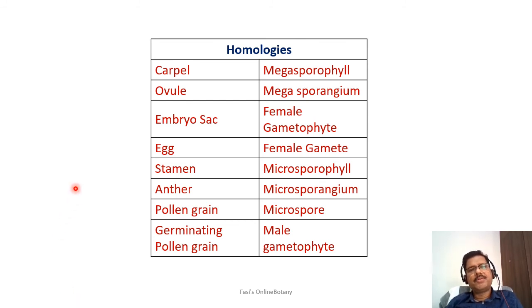The homologies with respect to the terminologies: carpel, called the megasporophyll, ovule, megasporangium, embryo sac, female gametophyte, egg, female gamete, stamen as microsporophyll, anther, microsporangium, pollen grain, microspore, and germinating pollen grain is the male gametophyte.